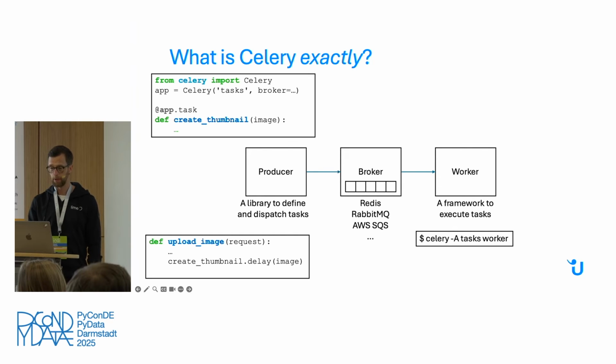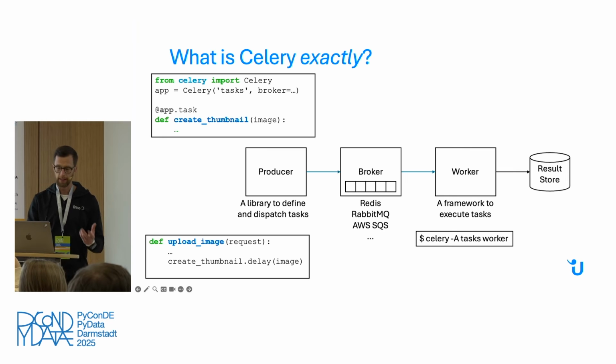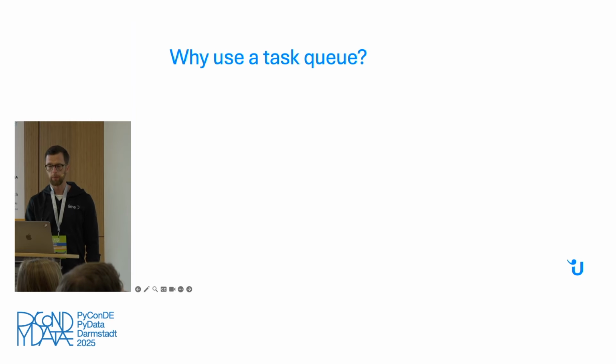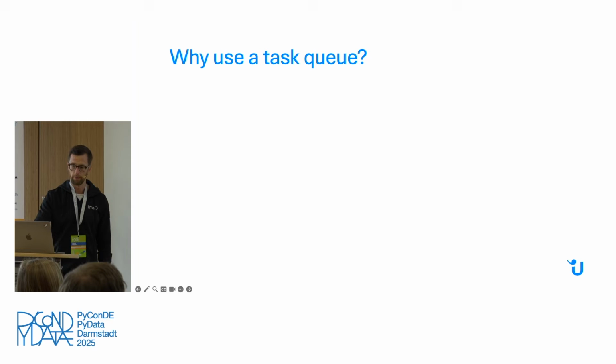One thing that is also not exactly part of Celery, but which Celery has adapters for, is result stores to store the results of your tasks. That could also be Redis, it could be a relational database, Postgres, MySQL, or whatever you write an adapter for. So why would you use a task queue in the first place?